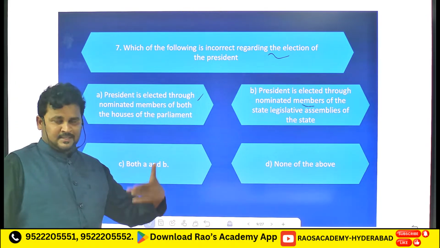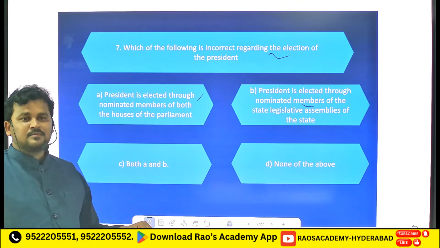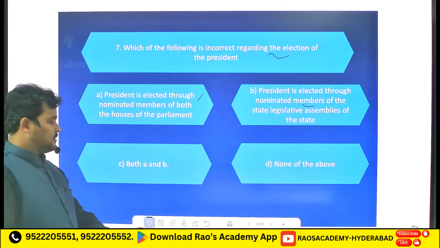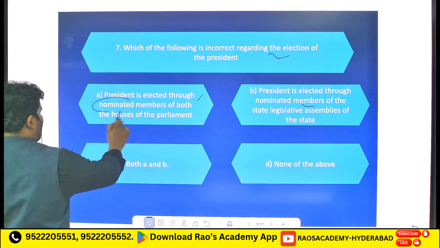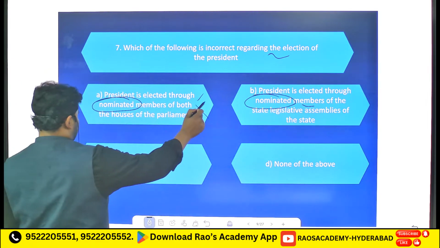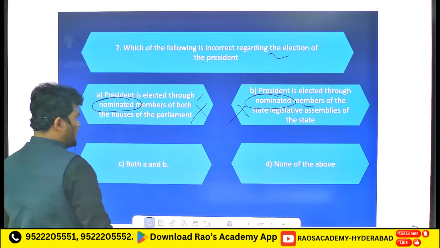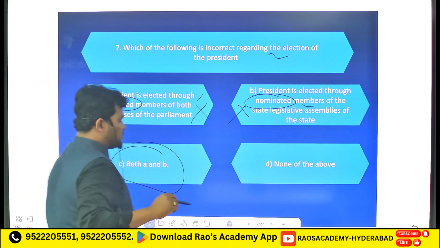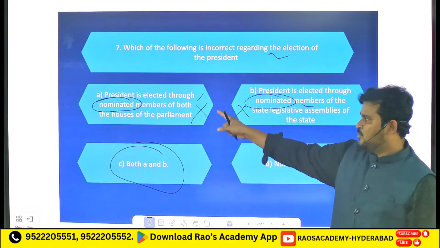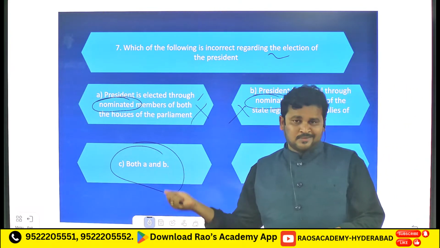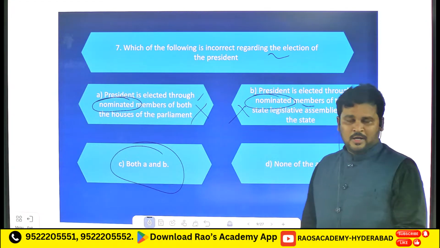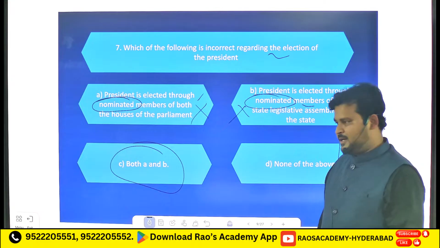Clear? As I said in the previous slide, only elected members are voters of the president. But here it mentions nominated, and here also it is mentioned as nominated. So A is wrong and B is wrong. Finally we can go for C, both A and B. So the above A and B statements are false. Nominated members are not part of the election of the President of India.